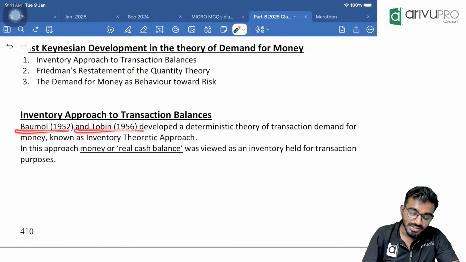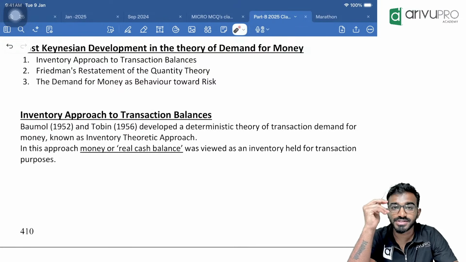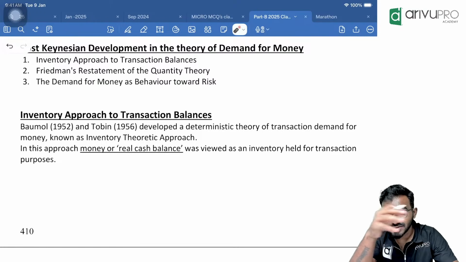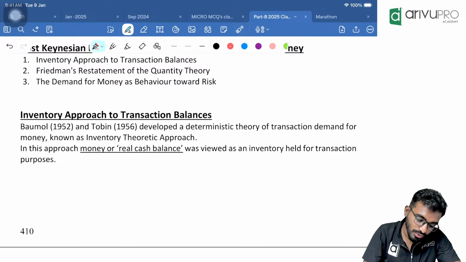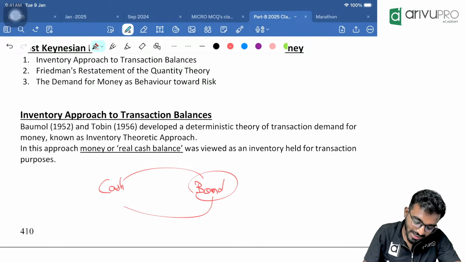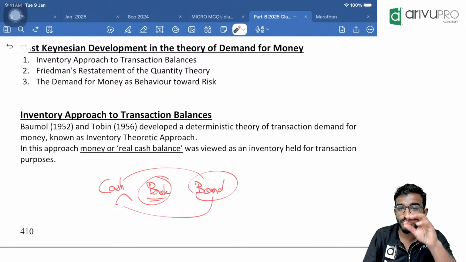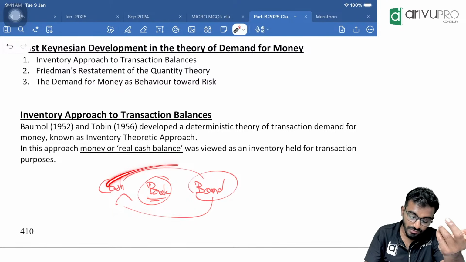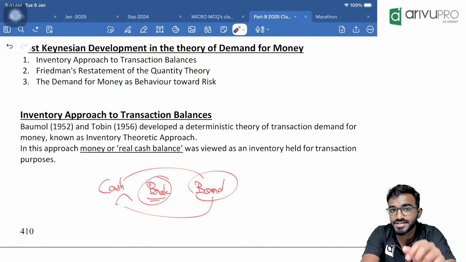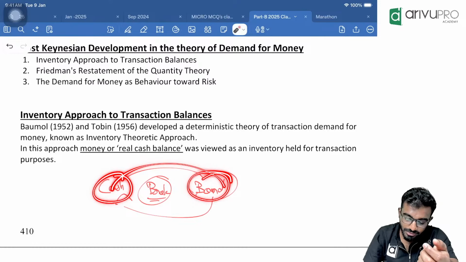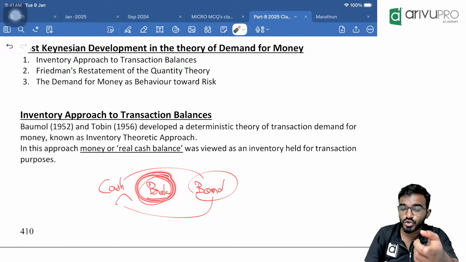Here, Baumol and Tobin said money is like any other inventory, like closing stock in a business. But every time you convert cash into bond or bond back into cash, there are brokerage charges. So make sure you are not converting more times and ending up paying more and more brokerage charges. Your returns from the bond should be higher than the brokerage charge. Without converting, if you simply keep money in your hand, there is an opportunity cost. Your money will be eaten by inflation. But when you convert cash to bond and bond to cash, that is when the brokerage charge comes. So don't convert more times.